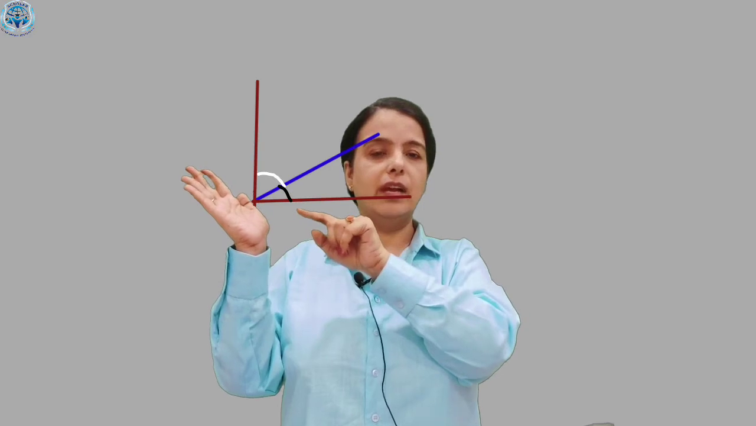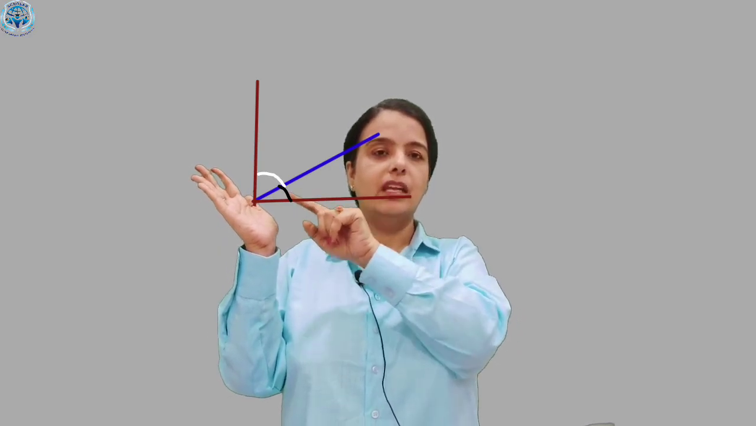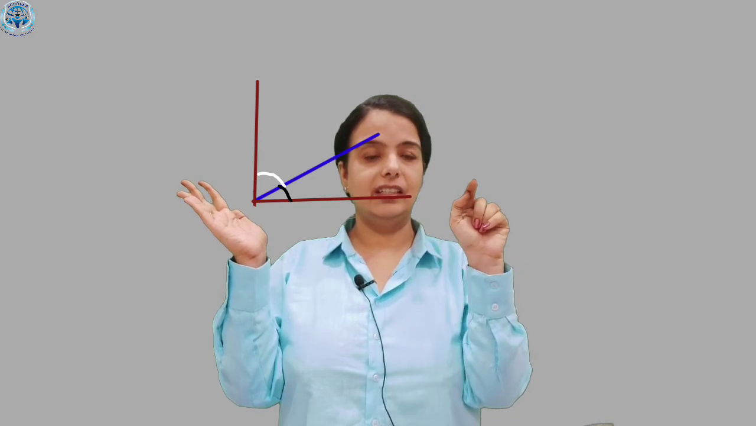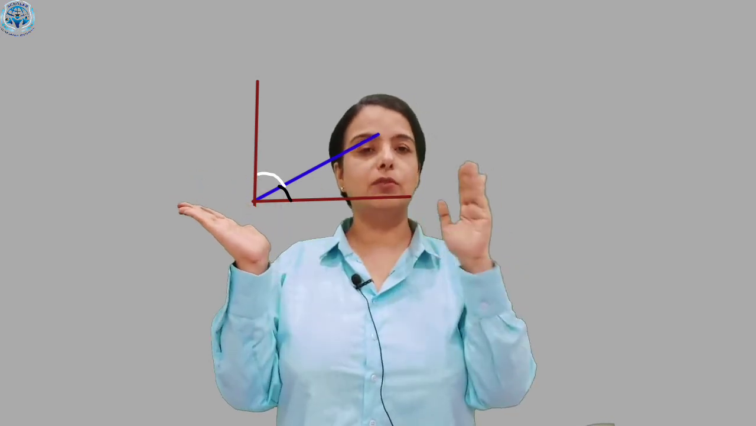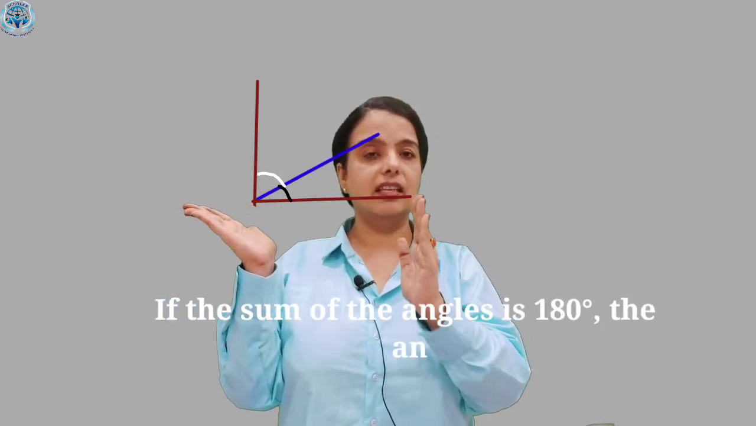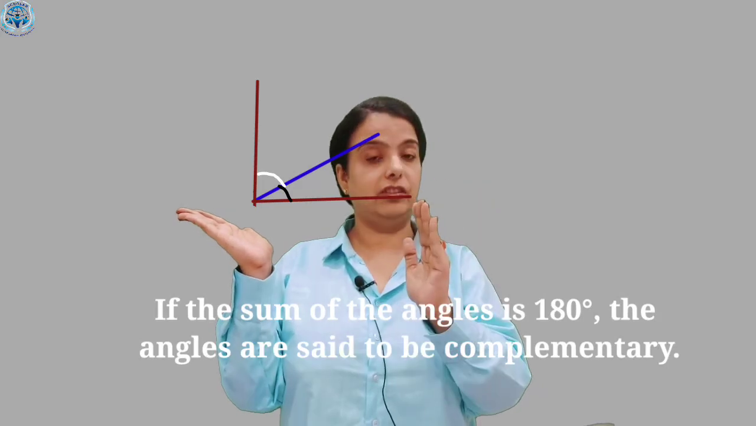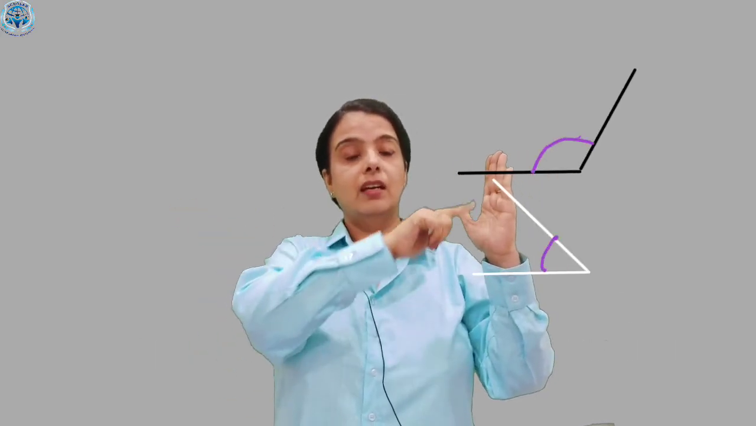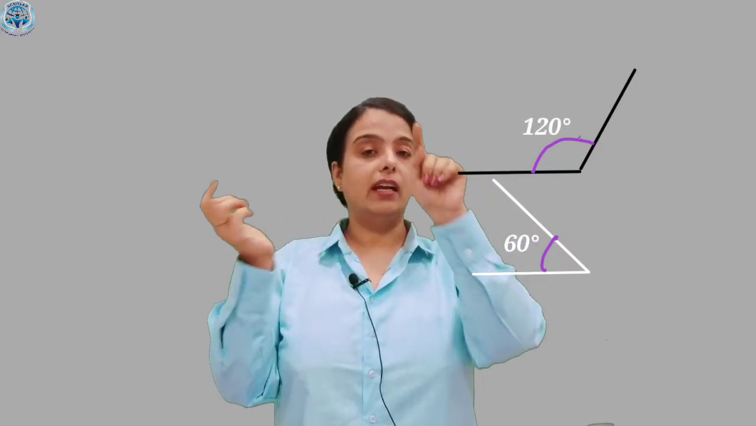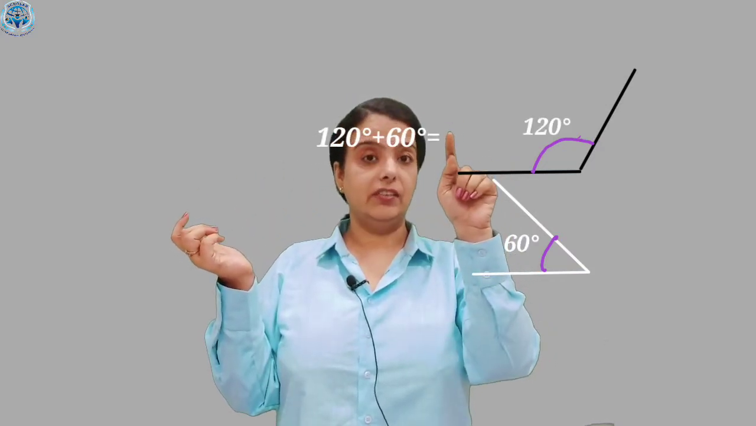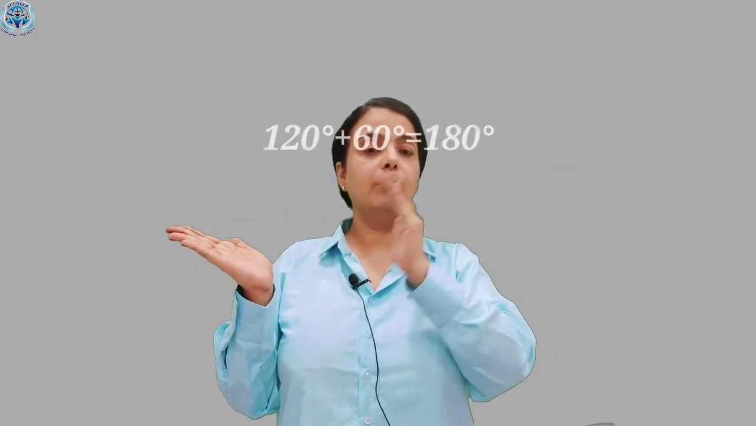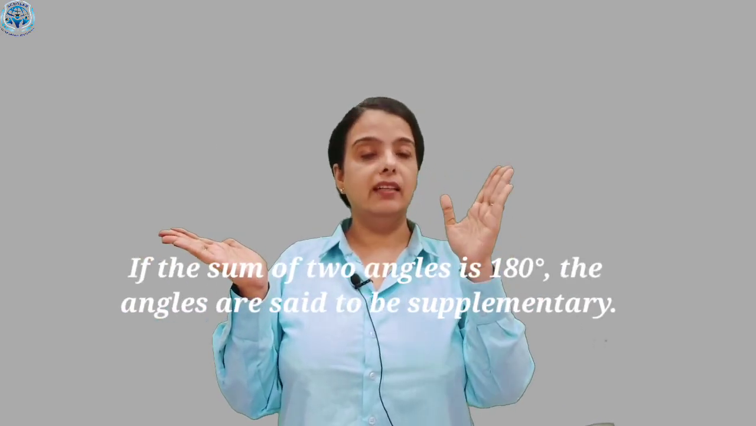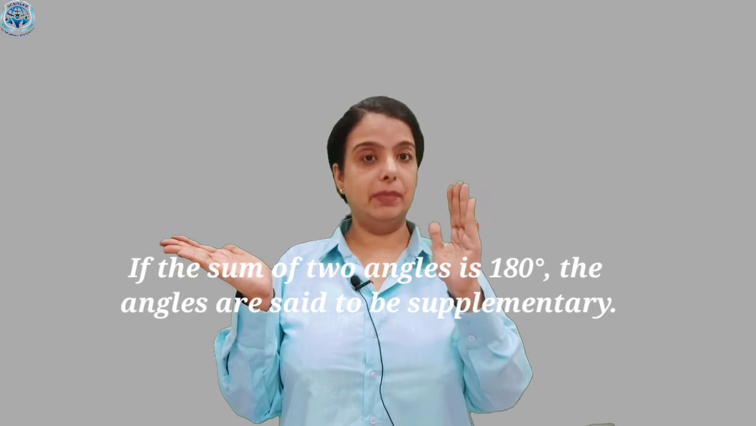Now consider these two angles. If you add these two angles, the sum will be equal to 90 degree. If the sum of two angles is equal to 90 degree, the angles are said to be complementary to each other. Consider this one. The sum of these two angles is equal to 180 degree. If the sum of two angles is equal to 180 degree, the angles are said to be supplementary.